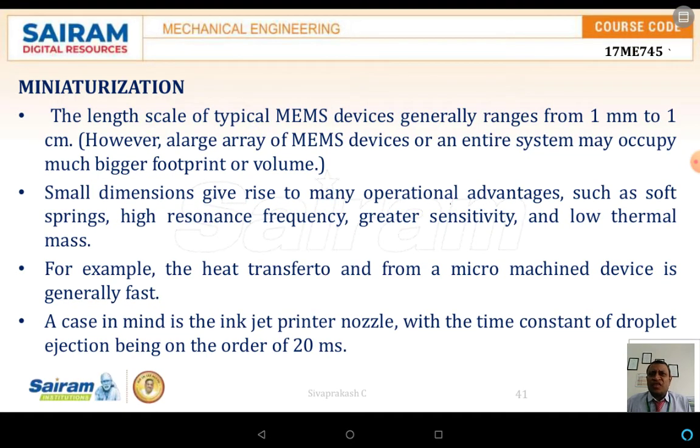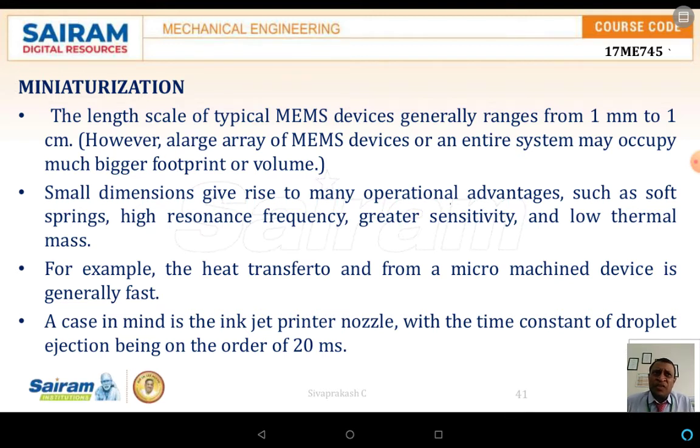As the name suggests, miniaturization means that very huge components, or larger size components, or devices, should be reduced to a smaller one, especially ranging from 1 mm to 1 centimeter. As you know, the smaller dimension gives rise to many operational advantages and also some disadvantages, depending upon the type of application.